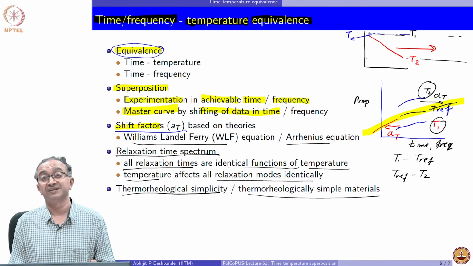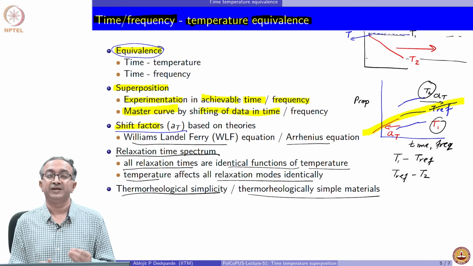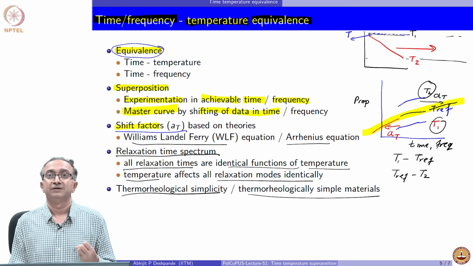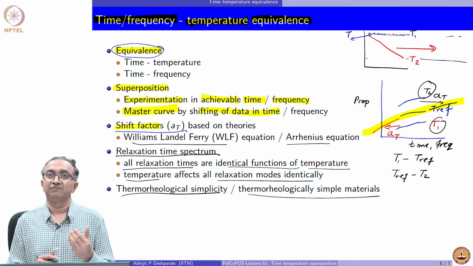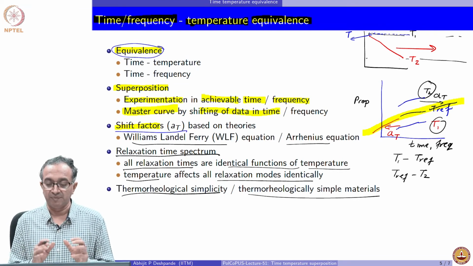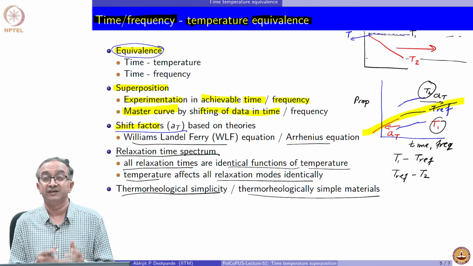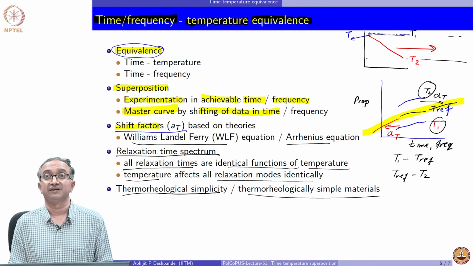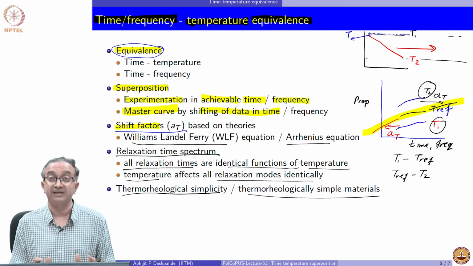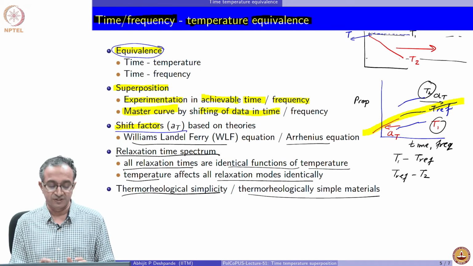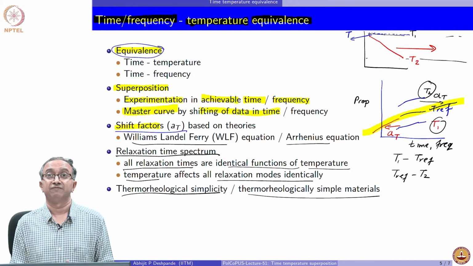principle. Given that this is such an advantageous feature whenever we are looking at practical performance related issues, practitioners try to do shifting horizontally, vertically, everything, and try to come up with master curves. The applicability of any such master curve, and whether it is useful or not, will depend on the judgment and experience of that particular application. But for thermorheologically simple materials, time temperature superposition holds because the relaxation processes are all identical functions of temperature.